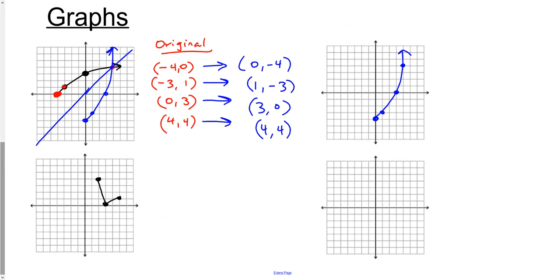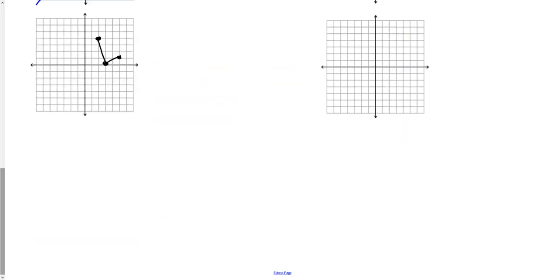The next one, same strategy. You just got to find the points: beginning, middle, and end. So I'll start with this one first. That looks like it's at 2, 1, 2, 3, 4. Wait, 1, 2, 3, 4. So (2, 4), and then (3, 0), and then (5, 1).